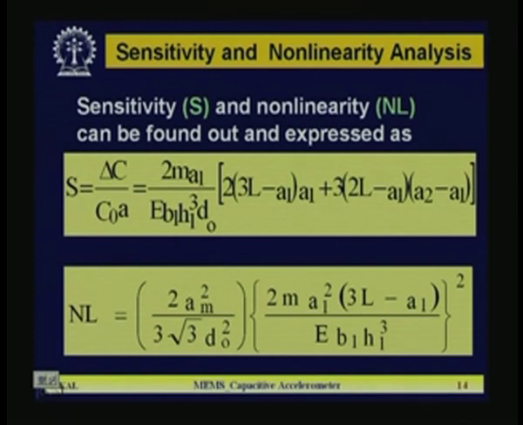Analytical expressions for those are given in this view graph here. Sensitivity is delta C divided by C naught into A, and if you put in the value of delta C, which is given in the earlier expression, then the sensitivity expression comes like this. Similarly, nonlinearity is given by twice A square M 3 root 3 D naught square multiplied by this factor. Okay. So these are the sensitivity and nonlinearity expressions from where you can easily calculate their values.